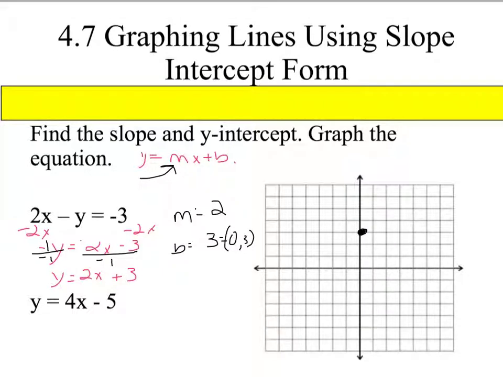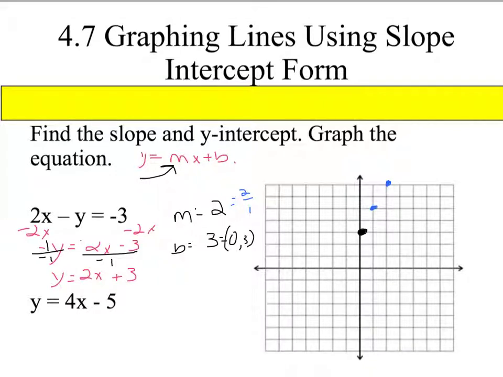Okay, here's my point. My slope is 2. As a fraction in my head, slope is 2, which means 2 over 1. My slope is always rise over run. So I have to go up 2, right 1. Up 2, right 1. Up 2, right 1.